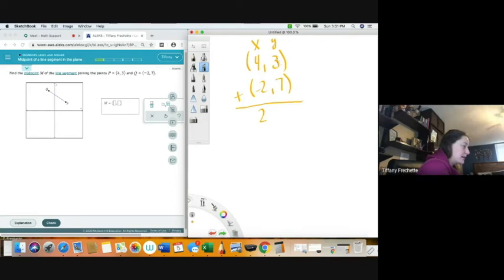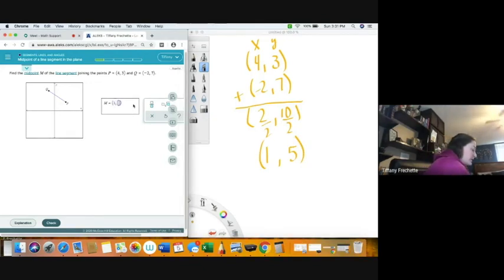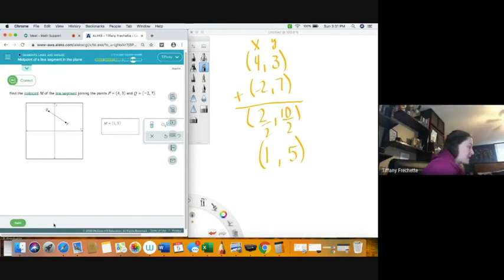Okay, so then we go 3 plus 7. There shouldn't be any issues with this one. It's just two positives, so we're just adding them together. Alright, so the main thing you have to remember on this one is make sure to divide by 2. That's your last step here. So 2 divided by 2, we get 1. And 10 divided by 2, we get 5. Alright, so we are going to put this in and check. So yay!